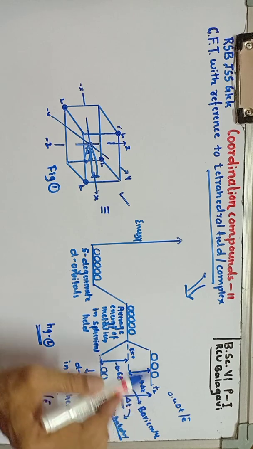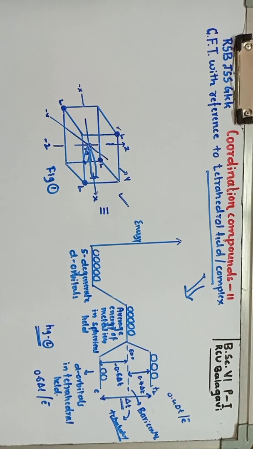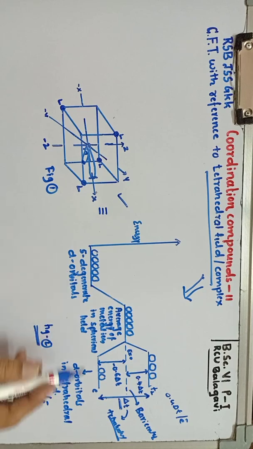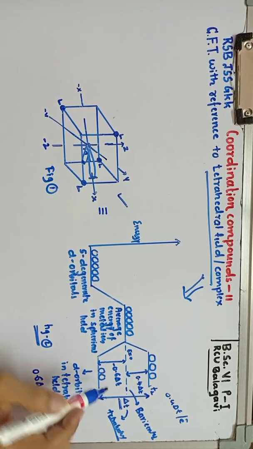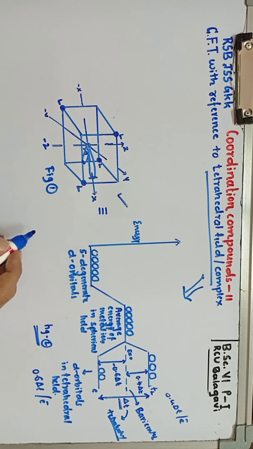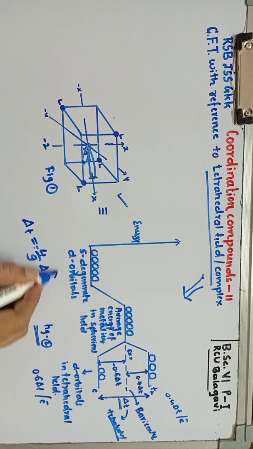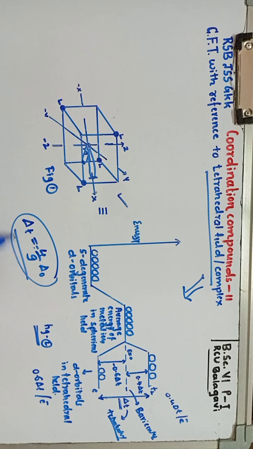Further, it should be noted that the crystal field splitting in tetrahedral complexes is always less than that produced in octahedral complexes. That means delta T is equal to 4/9 of delta naught. Here the minus sign indicates the reverse order of splitting in tetrahedral, so delta T is equal to minus 4/9 delta naught. And we will discuss this factor in the next video.